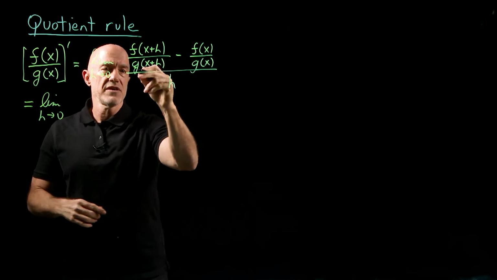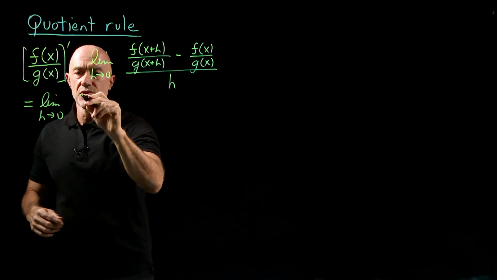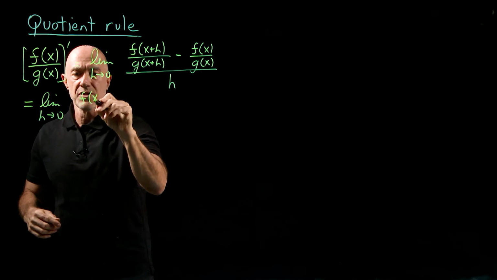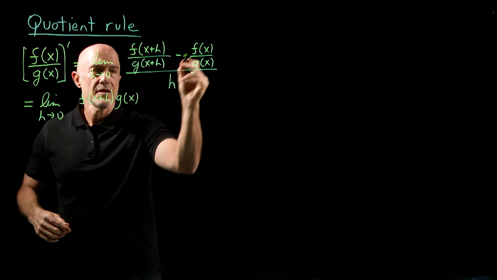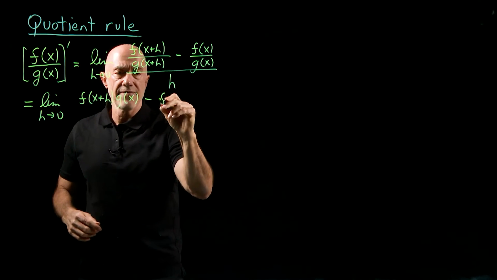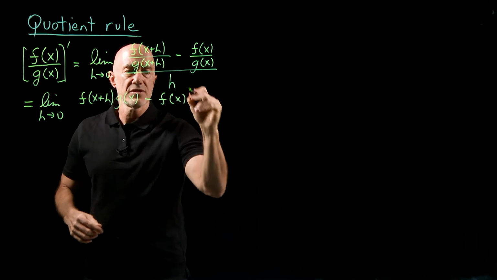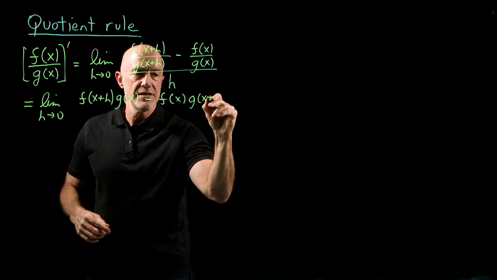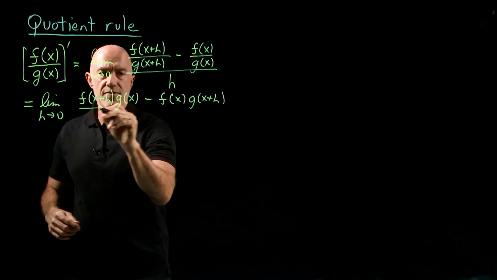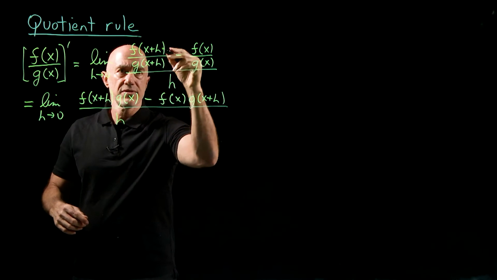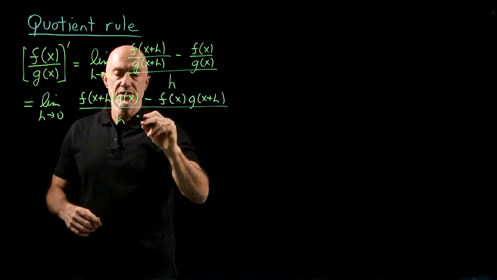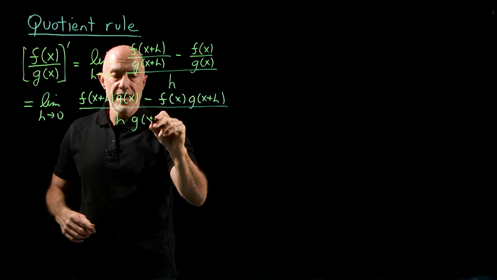So the g of x plus h cancels here, so we'll have f of x plus h times g of x, and then we'll have a minus f of x times g of x plus h, and all of that will be divided by h times g of x plus h times g of x.